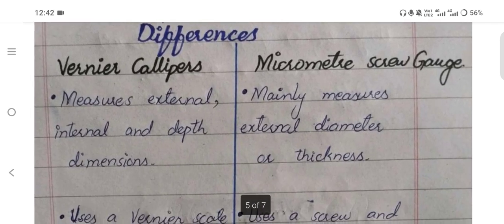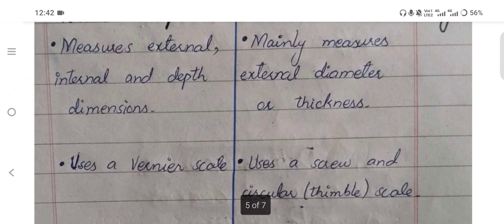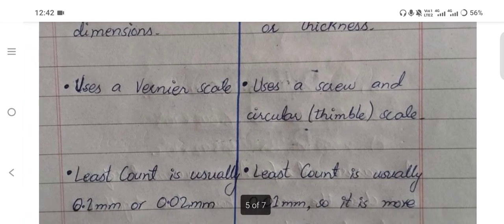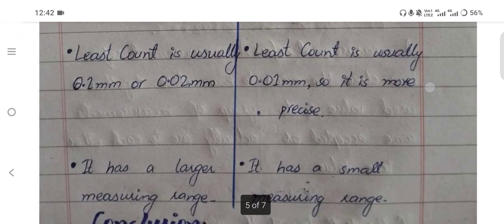Here we have the differences between the vernier caliper and the micrometer screw gauge. The vernier caliper measures external, internal, and depth dimensions, but the micrometer screw gauge mainly measures the external diameter or thickness. That is the first difference between them. One uses a vernier scale and the other uses a circular scale or thimble scale. We can say that is also a minor difference between them.